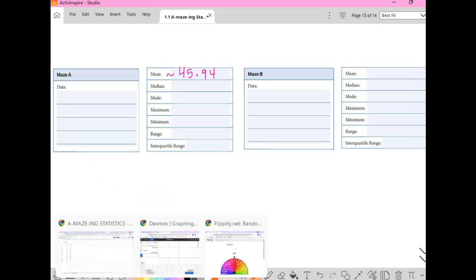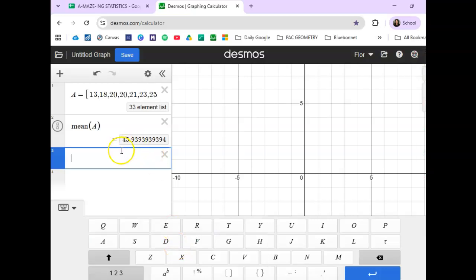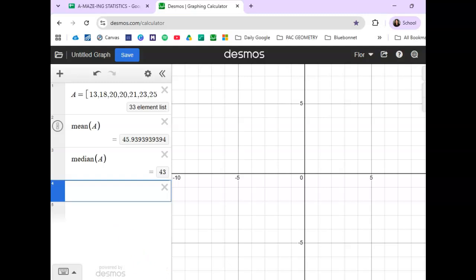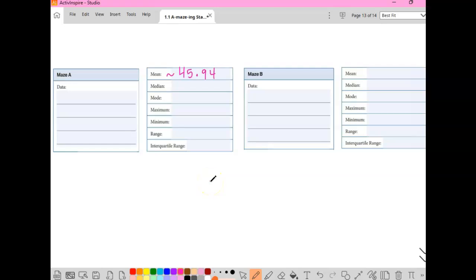Alright, everybody good? Let's do median. So we got the median of list A. Our median is 43. Okay. You're doing this with me again, follow along so that when you do maze B, you can do it on your own. Okay? So 43 is our median for maze A. This one, it's exactly 43, so we don't need the approximate sign. Yeah, this is just approximately when we round.